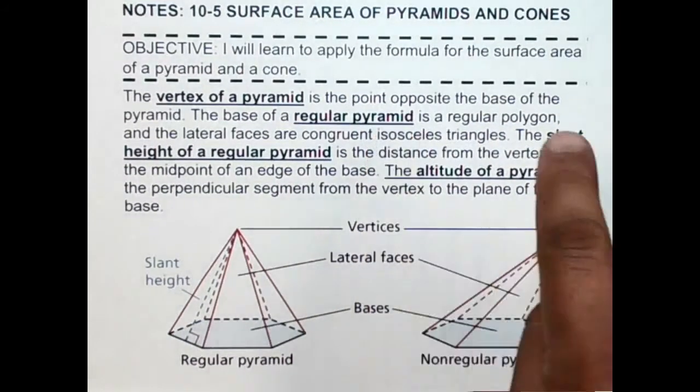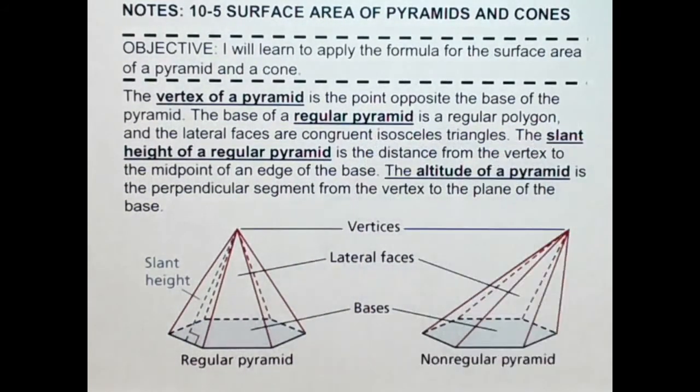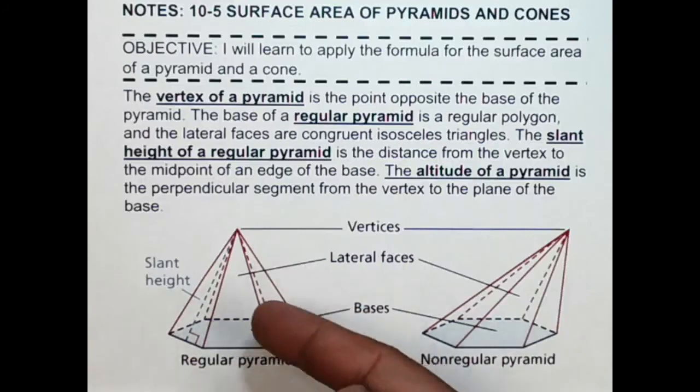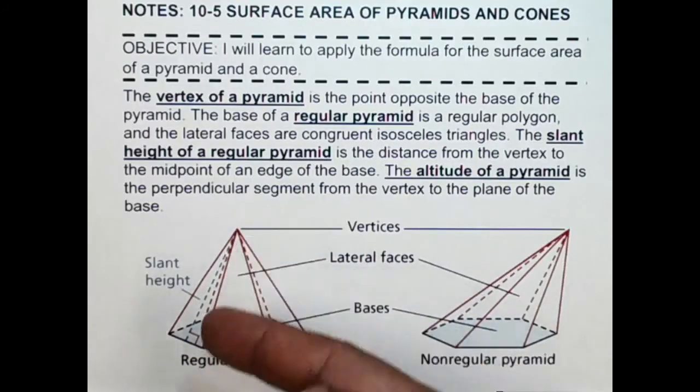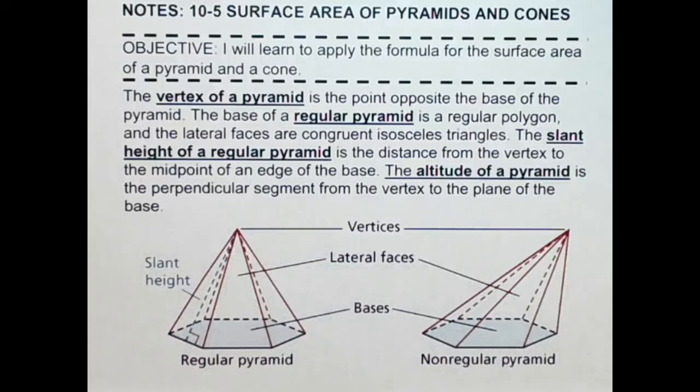And a regular pyramid means that your base is a regular polygon. The lateral faces are congruent isosceles triangles. That's going to be important. And then the slant height, you got to be able to recognize what that is. That's the height of one of the lateral faces.